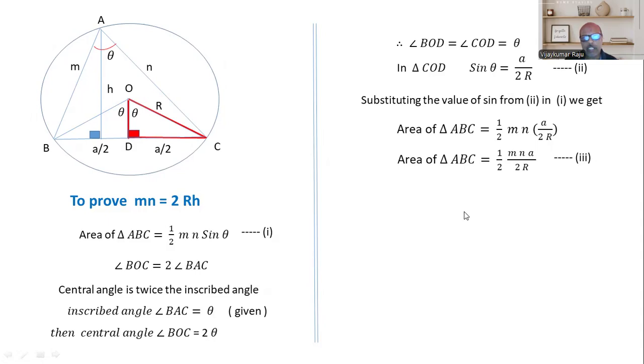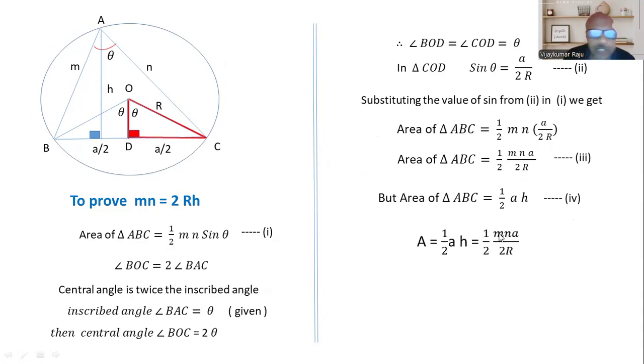But area of a triangle, we know, is half base into height. The base we have taken as A and height is H. So half A into H. This is the fourth equation. This is also the area of a triangle, and this is also the area of a triangle, and the area is of the same triangle. So these two must be equal. Half AH is equal to half MNA upon 2R. Half cancels, A cancels. So H is equal to Mn upon 2R. Take 2R this side, and you get Mn is equal to 2RH.